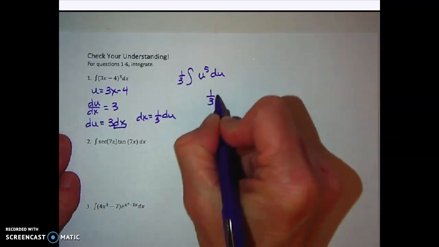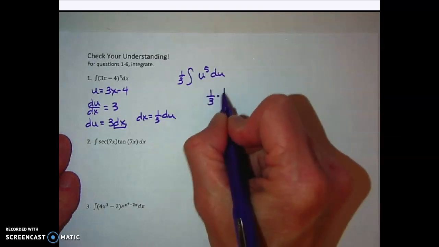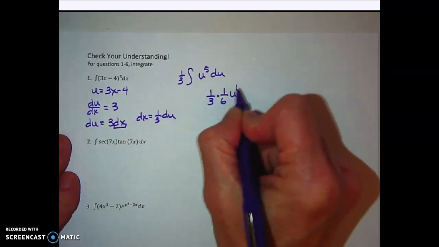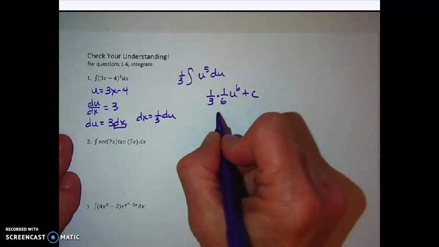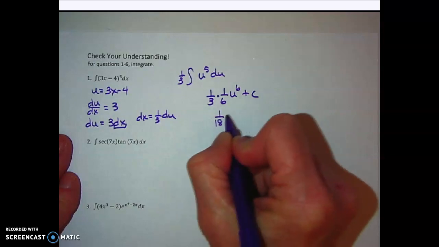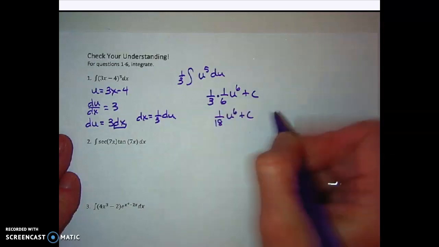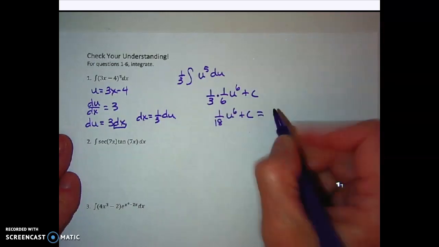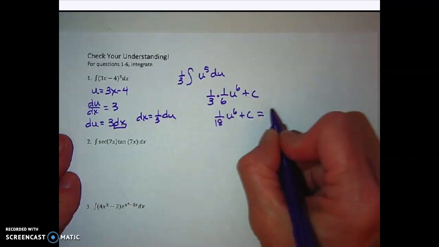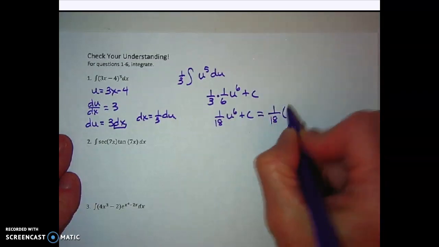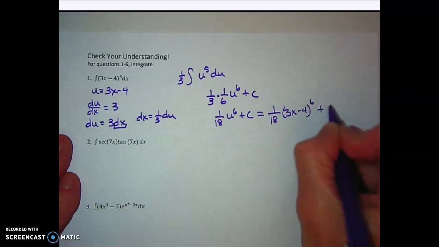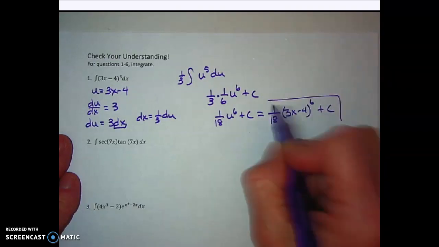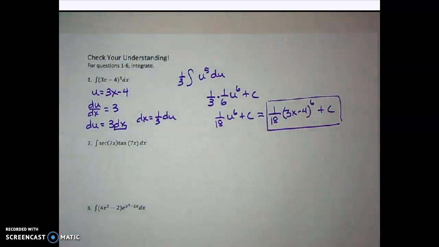Now this is a very simple one to take the integral of. I have my 1/3. The integral of u to the 5th is 1/6 u to the 6th plus c. Multiplying my fractions, I get 1/18 u to the 6th plus c. And now I'm going to substitute back in what u is. So 1/18 (3x minus 4) to the 6th plus c. And this would be the final answer.